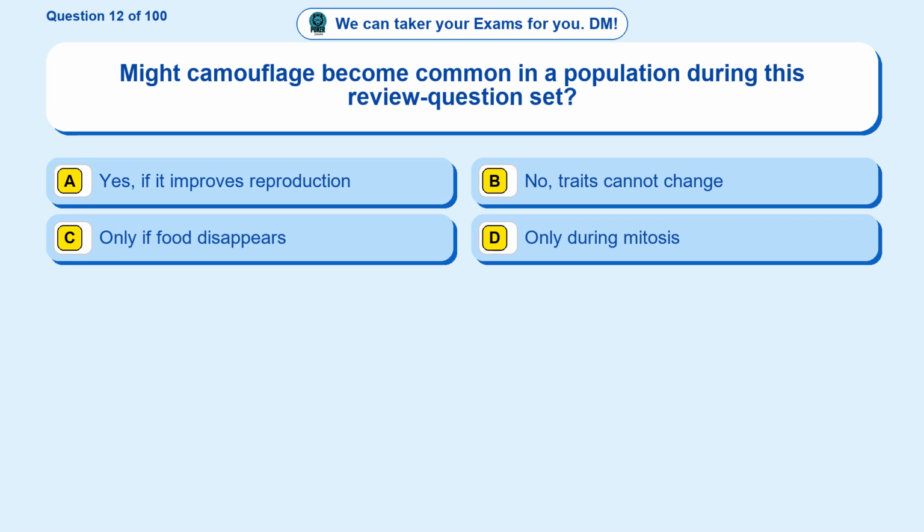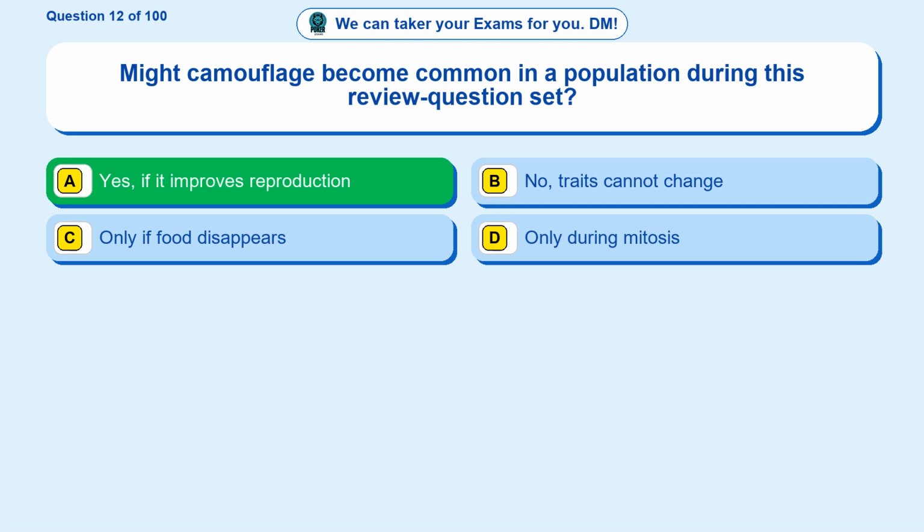Question 12. Might camouflage become common in a population during this review question set? Option A. Yes, if it improves reproduction. Option B. No, traits cannot change. Option C. Only if food disappears. Option D. Only during mitosis.